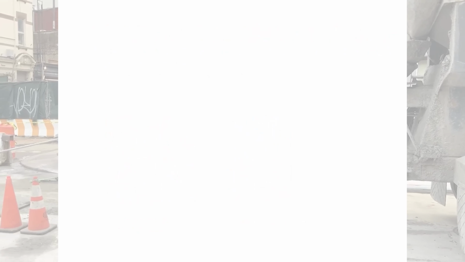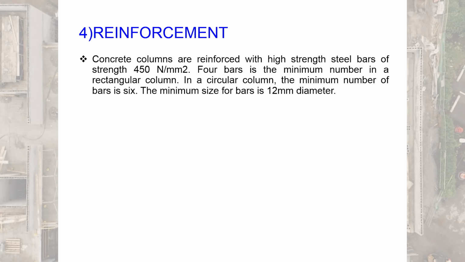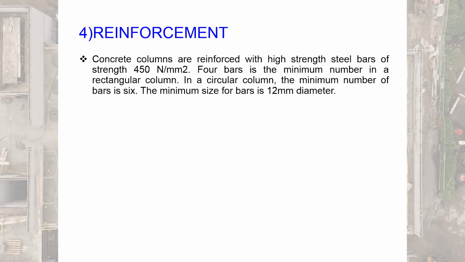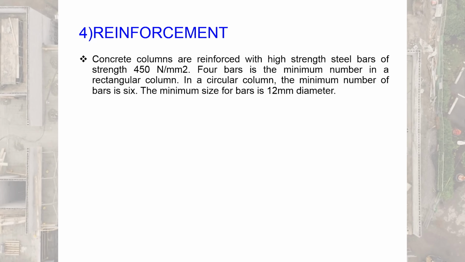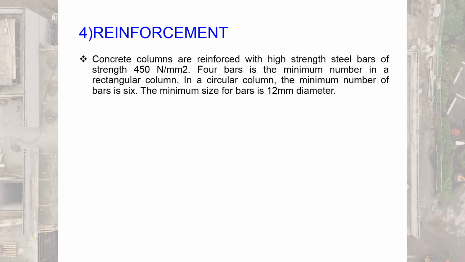Reinforcement. Concrete columns are reinforced with high-strength steel bars of strength 450 newtons per millimeter squared. 4 bars is the minimum number in a rectangular column. In a circular column, the minimum number of bars is 6. The minimum size for bars is 12 mm diameter.